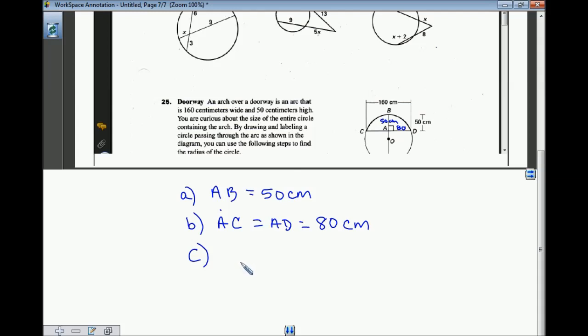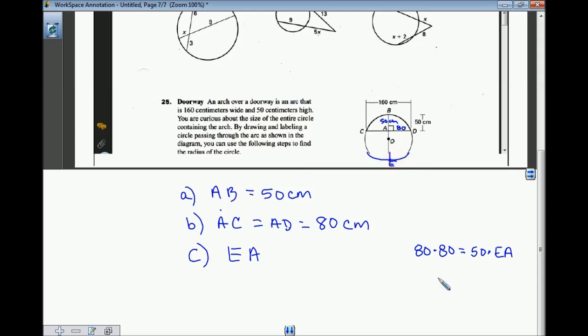All right, part C. Use AB, AC, and AD to find EA. So now we want this whole length. How would we do that? Well, we know that 80 times 80 would have to equal 50 times EA. Do you guys see that? Because E is down here. I cut it off on my picture, but E is down here.